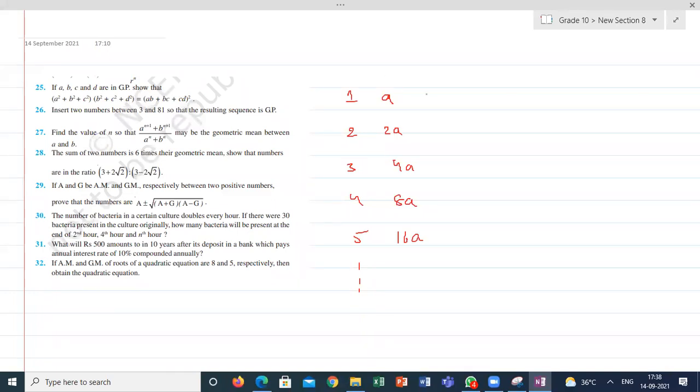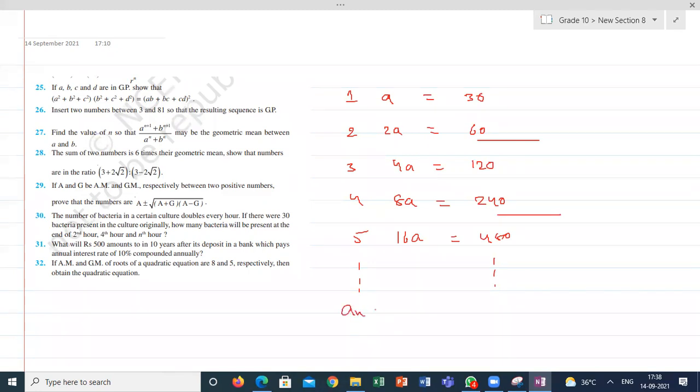If there were 30 bacteria, it will double to 60. Again, it will double to 120. Again, it will double to 240. Again, it will double to 480, and so on. How many bacteria will be present at the end of the second hour, the fourth hour, and the nth hour? At the end of the second hour 60, at the end of the fourth hour 240, at the end of the nth hour.